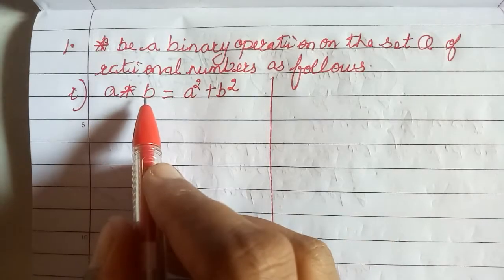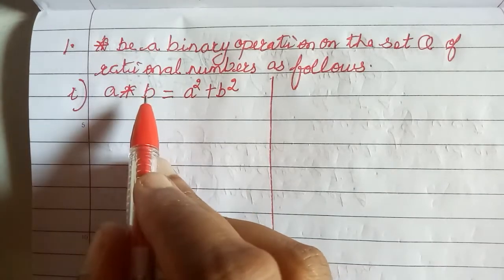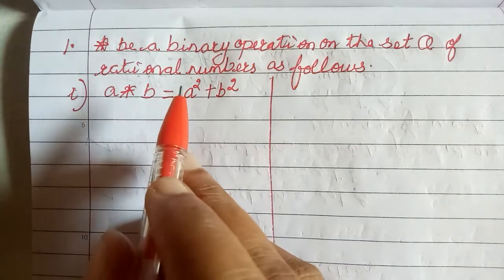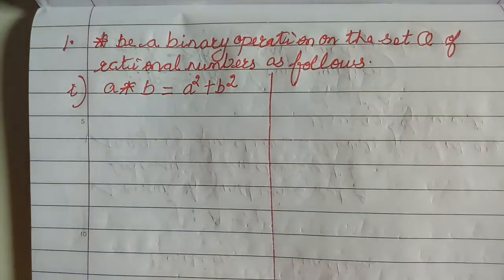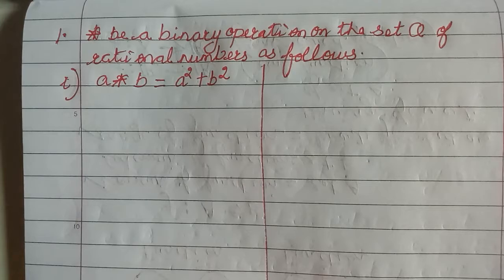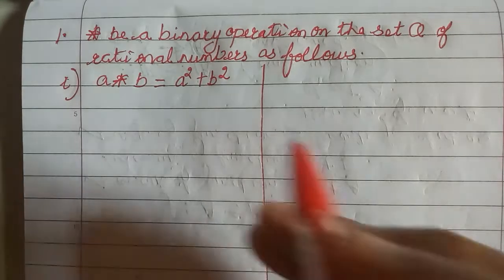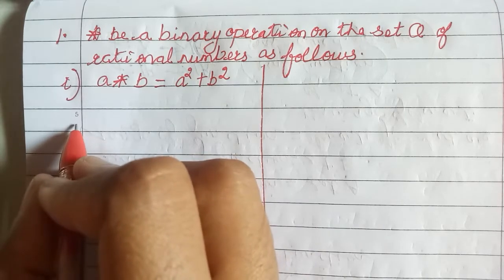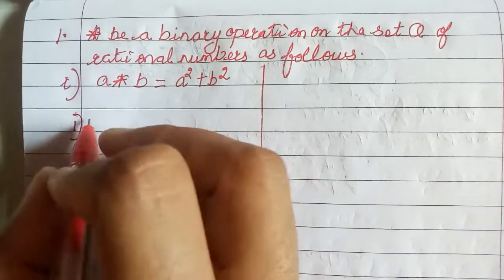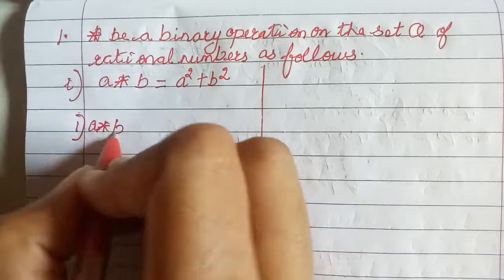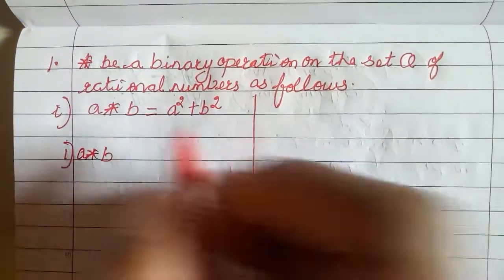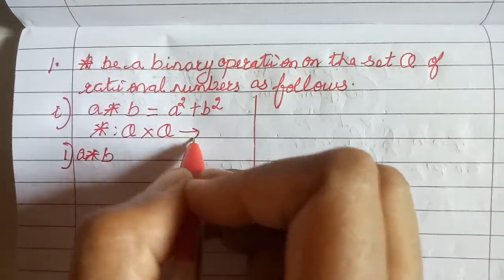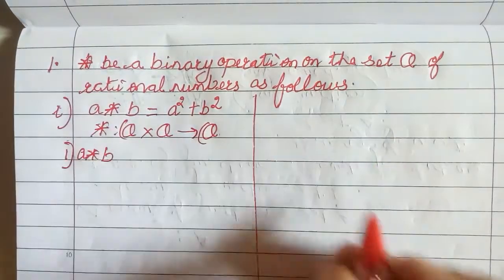Now children, under this operation we are going to check whether it is commutative, associative, whether an identity element is there, and if an identity element is there, what the inverse is. So we are going to check all four properties of the binary operation. Okay, so let's start with commutativity. So the first part is A star B. Now you know that star is going from Q cross Q to Q. Q cross Q means ordered pairs of rational numbers.